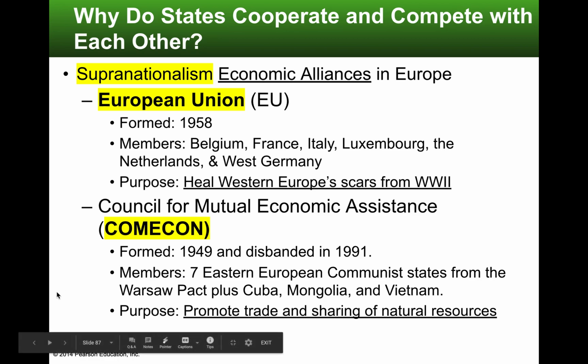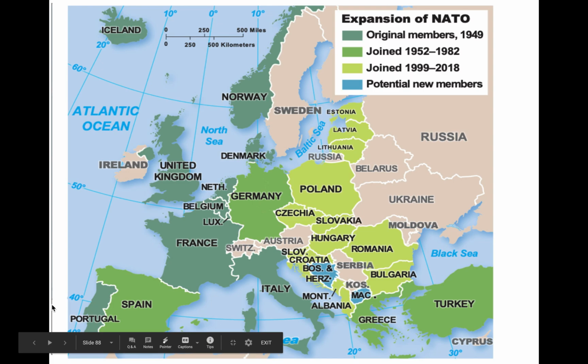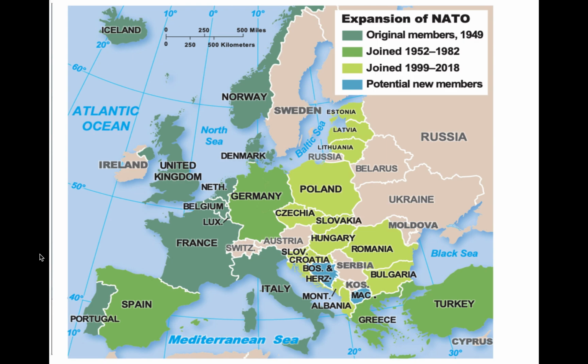COMECON. This was established in the Soviet Union. It was formed in 1949. This was to unite Eastern European countries with the Communist Soviet Union, and it was to promote economic motives, trade and sharing of natural resources. Here we can see the expansion of NATO. All right, and then we can see again the joining of NATO most recently between 1999 and 2018.